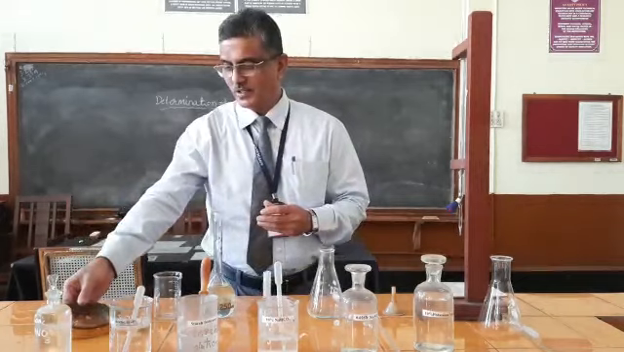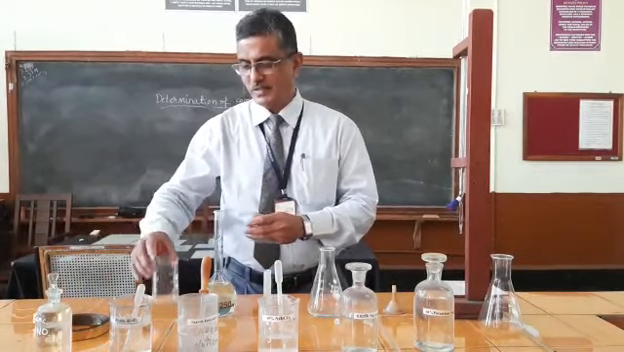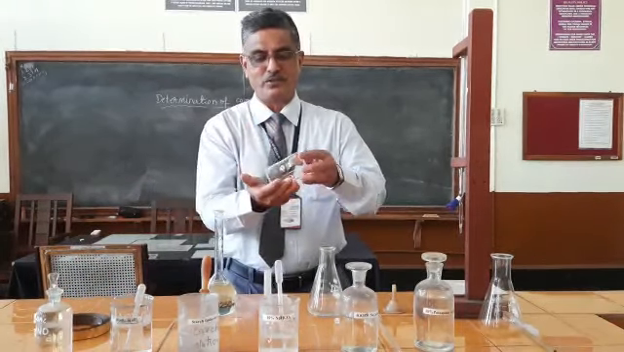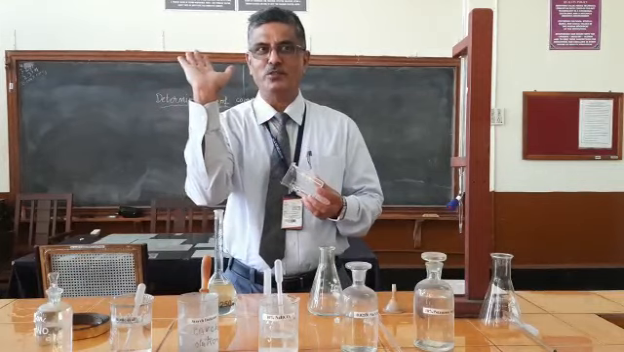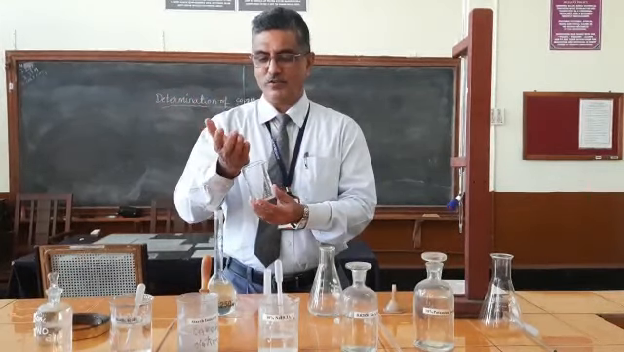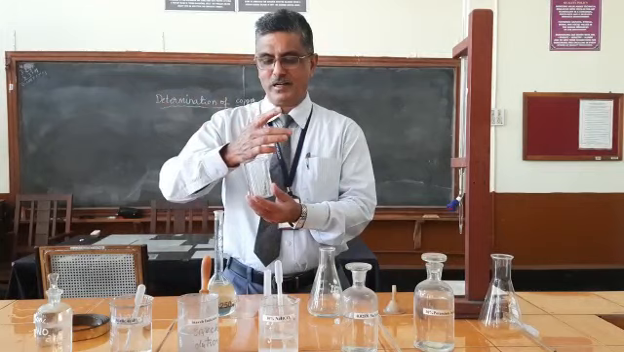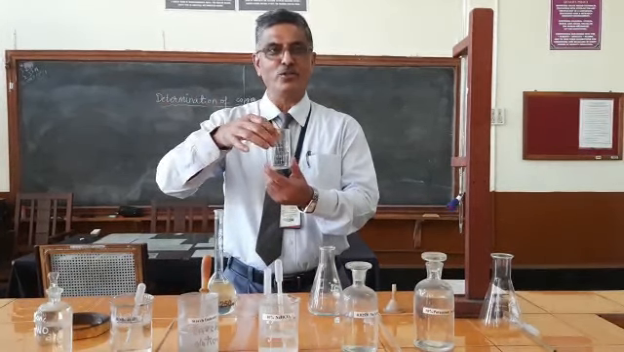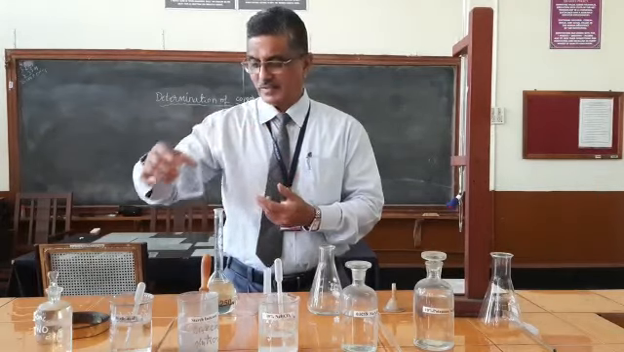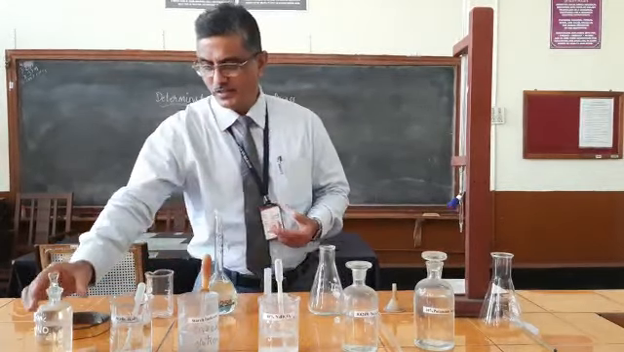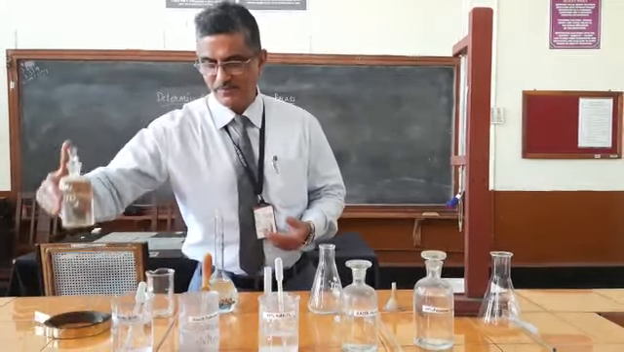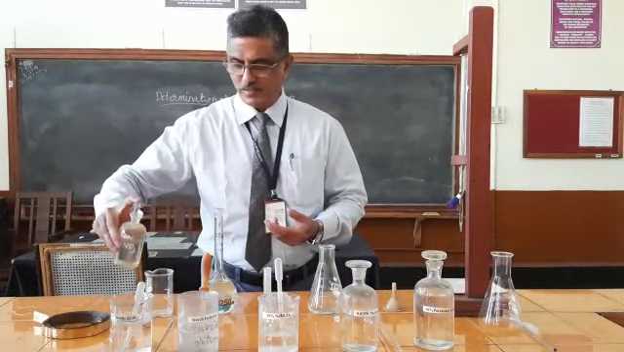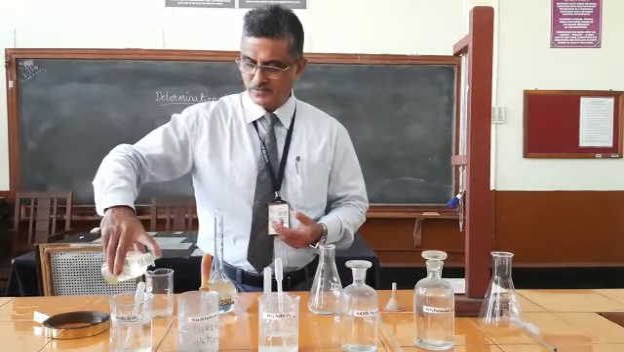Now to analyze copper present in brass, you have to take small pieces of brass. Now these are the small pieces of brass. You have to weigh it first, and after weighing it, transfer it to the beaker, 100 cc beaker, and you dissolve these brass pieces in nitric acid. Now here this is the nitric acid which is there, and you have to dissolve that brass in nitric acid.